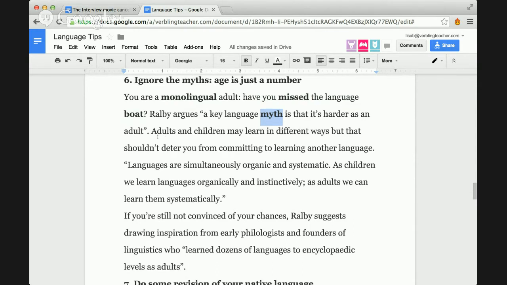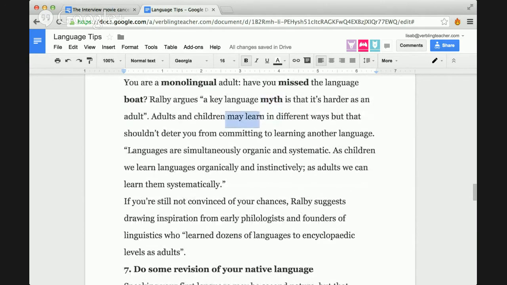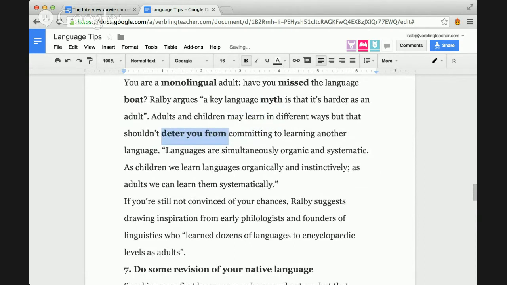So they're just mentioning that adults and children may learn in different ways. So that might be true, but it shouldn't deter you from committing. So deter you from something means to keep you from doing it, to stop you from doing it. Like, oh, I'm 40, I can't learn a new language. That's going to stop you from trying even to do it. So it shouldn't deter you from committing. So committing here means to try to do it. To commit to doing something means you say to yourself, I'm going to do this for the next 3 months and see how it works, that kind of thing. That's a commitment.